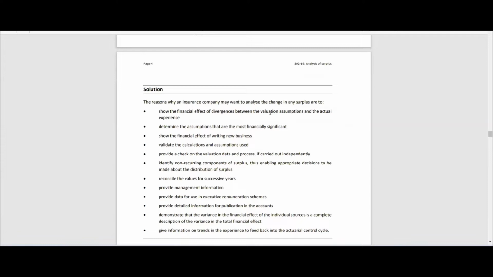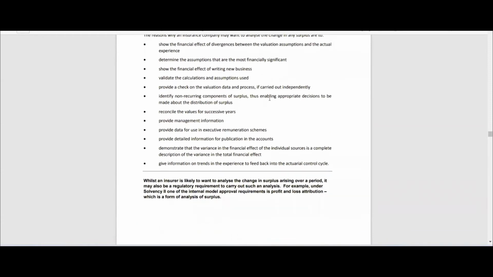I think this would be clear. Next, determine the assumptions that are most financially significant. So if you see every year there is more difference in the mortality surplus or in the lapse surplus, then that means the pricing is not done properly, right? Then the assumption needs to change. So it identifies the most important decision. Then show the financial effect of writing new business, which, as I said, is anything that transacts with the company, right? New business flows in, an inward movement towards the company, and death and lapse would be the outward movement. Then validate the calculation assumptions used.